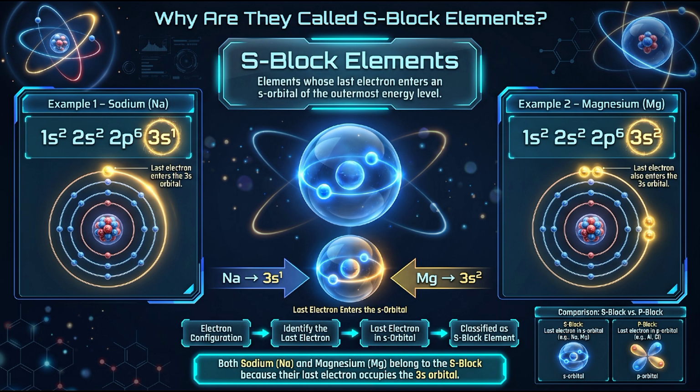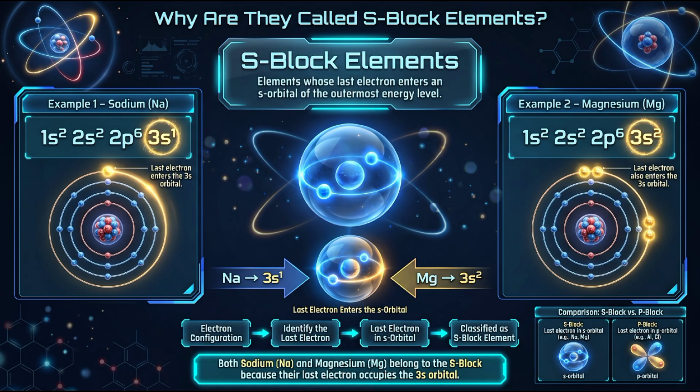Similarly, chlorine has the configuration 1s², 2s², 2p⁶, 3s², 3p⁵. Its last electron also enters a p orbital, so chlorine belongs to the p block. This shows an important principle of periodic classification. The block of an element is determined only by the orbital that receives the last electron, not by all the orbitals occupied by the atom.